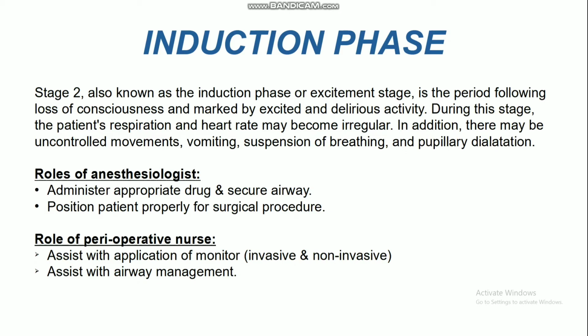So to reduce the vomiting, we mainly provide ranitidine or a 5-HT3 antagonist, and there may be suspension of breathing and pupillary dilatation. So in general anesthesia, an artificial airway or mechanical ventilation is needed. Then the role of the anesthesiologist: administer the appropriate drug, secure the airway, and position the patient properly according to the surgical procedure. And the role of the perioperative nurse is to assist with application of monitors and assist with airway management.